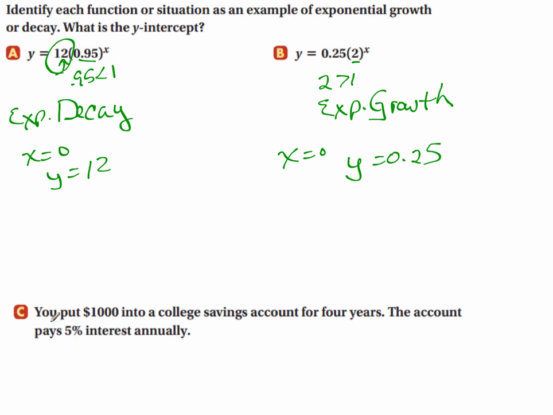What if I have a word problem? Suppose you put $1,000 into a college savings account for 4 years. The account pays 5% interest. All right, this is going to be exponential growth because you're adding every year.